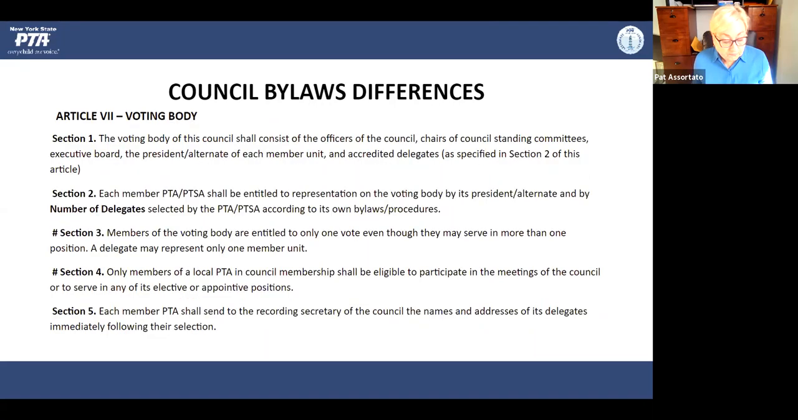Article 7, voting body. The voting body of the council differs from the unit, and Article 7 details who makes up the voting body, voting procedures, and additional requirements. This article is also where you will find how many delegates are allowed from each unit. As stated earlier, a unit may choose to have less than the number of delegates allowed per the council bylaws, but never more. Be aware that the number of delegates specified in council bylaws is the maximum number of delegates any unit can allow in their unit bylaws. Ideally, the unit and council bylaws should specify the same number.